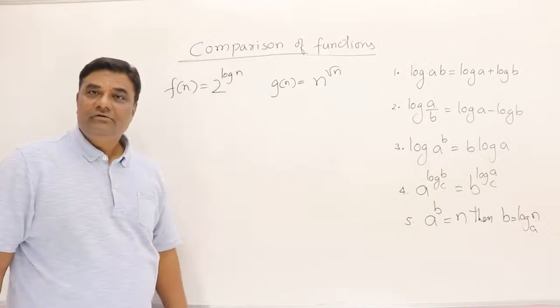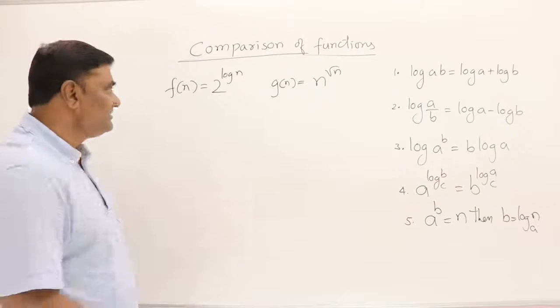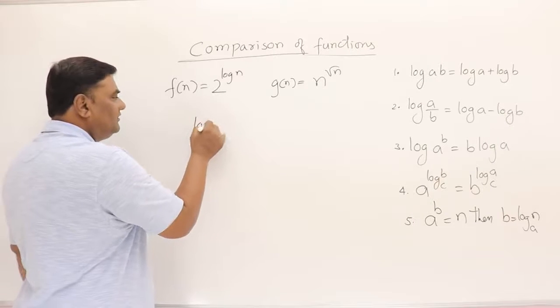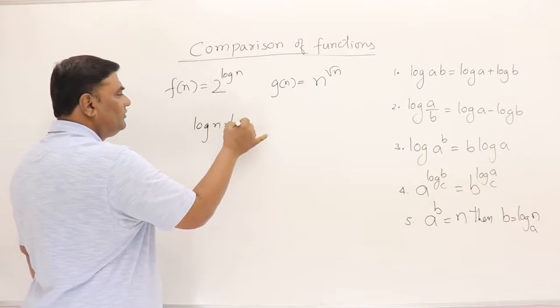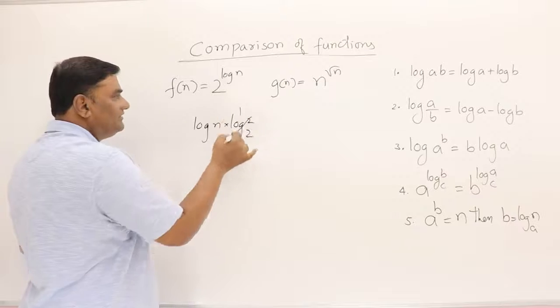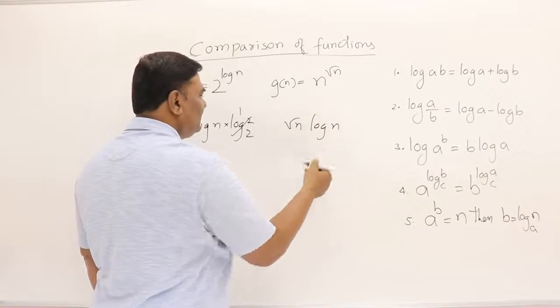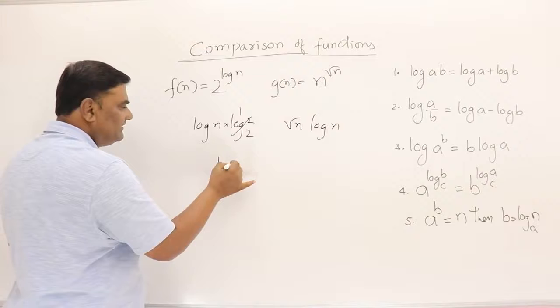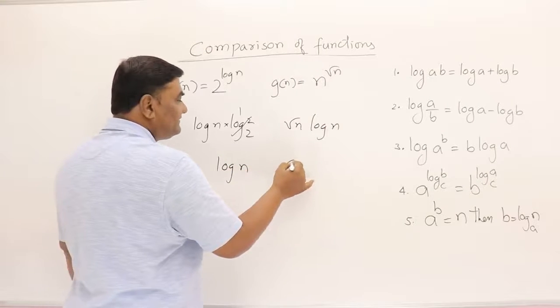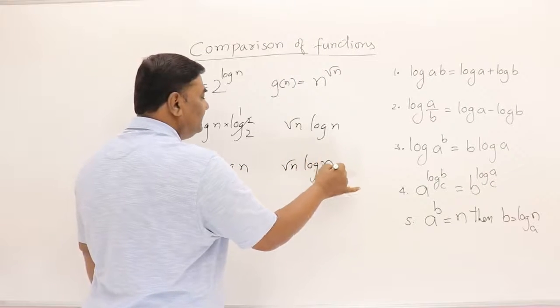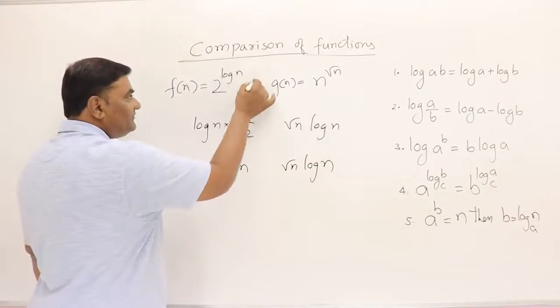Now let us see who is greater, these two functions. Apply log. Log n into log of 2 base 2, this is 1. And this is root n log n. So what is the answer here? Just log n, and this is root n log n. This is greater, so this is smaller.